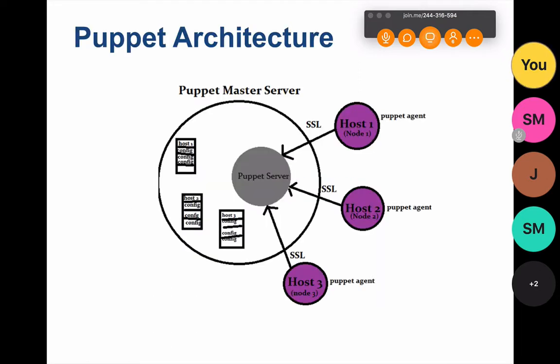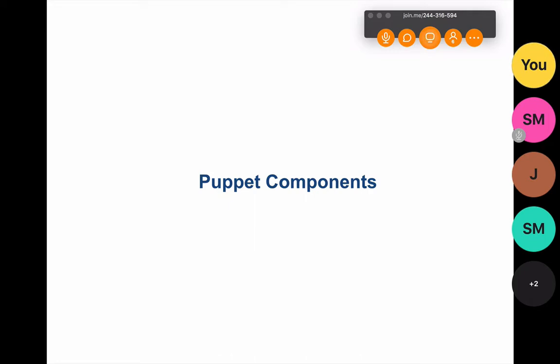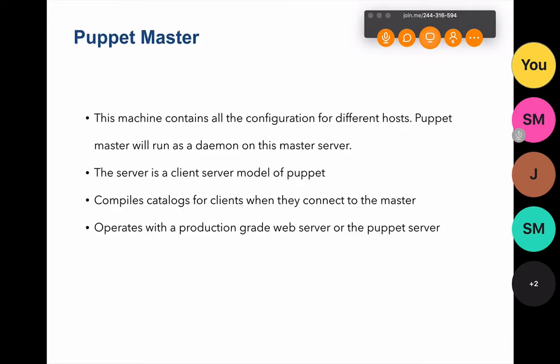All right, so let's get to knowing the components. As I said, the first component is the Puppet Master. This is the main machine, a machine which stores all your configuration files, right? So it contains all the configuration from different hosts, meaning from your different nodes. And Puppet Master will run as a daemon. It's a service on this master server.